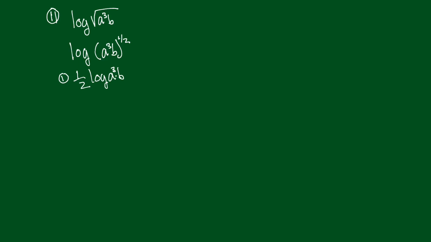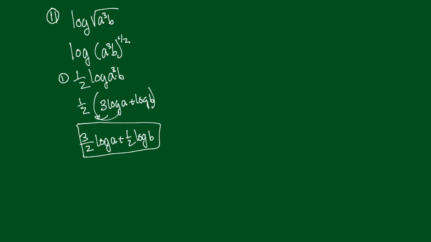Now, this is a multiplication, but it's 1/2 times all of it. So I'm going to break that multiplication into an addition, but I have that 1/2 times all of it. I've got a multiplier there, right? Bring down that exponent as a multiplier. So I'll get 3 log of a plus log of b. And now I can distribute that 1/2. So 1/2 times 3 is 3/2 log a plus 1/2 log b. That's one way to do it.